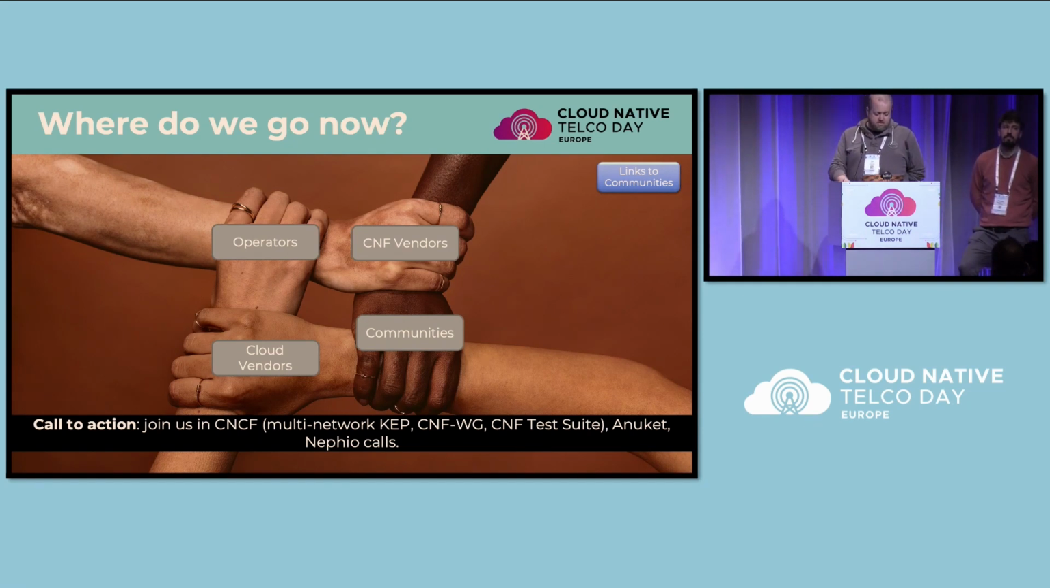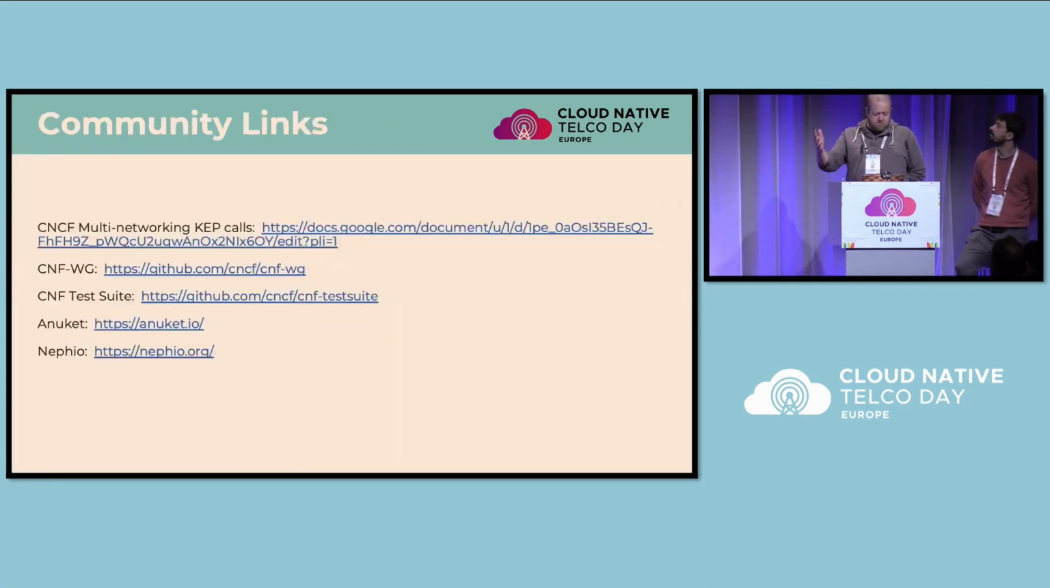And so I've added some links. I know there were some links in some of the earlier presentations as well to the multi-networking KEP. For those of you who aren't aware of it, I'm not fully up to date with it, but I understand it's looking at an improvement to Kubernetes to introduce multiple interfaces on pods as a first-class citizen, rather than something like it is today with Multus, where it requires a separate solution to enable.